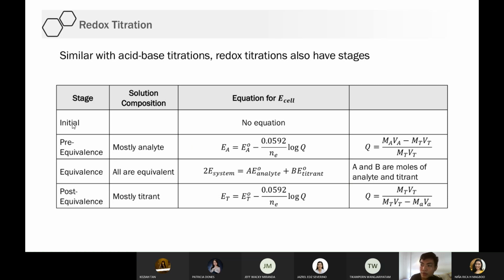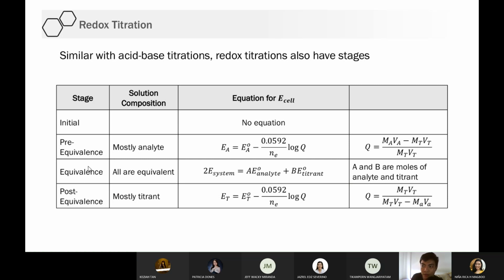For the initial stage, there is no equation. You cannot solve for the E cell of the initial stage. Why? Because there is no redox reaction happening. If there is no redox reaction happening, then there will be no E cell reading. That means we don't have any equation to describe the initial stage, so we will just skip that. We will proceed with the other stages anyway.